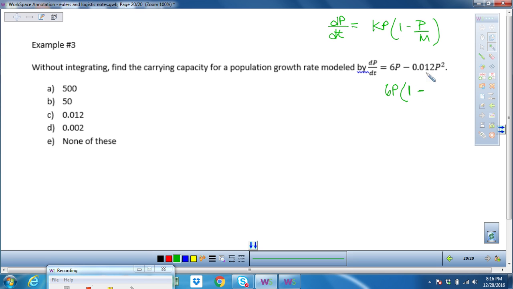Okay, so what I'm going to do is I'm going to take 0.012 divided by 6, and then I'm going to do math fraction. And when I do that, I get P over 500, which tells me that my carrying capacity is 500. It's growing the fastest when this is 250. The limit as t approaches infinity of P(t) is 500. So that gives me a lot of different information.